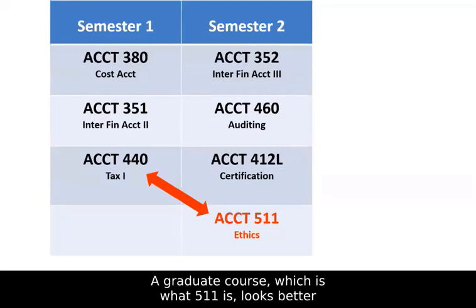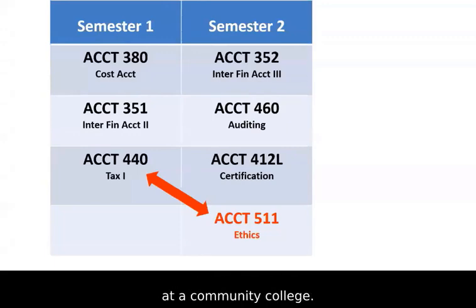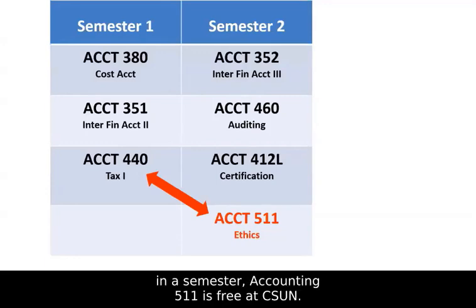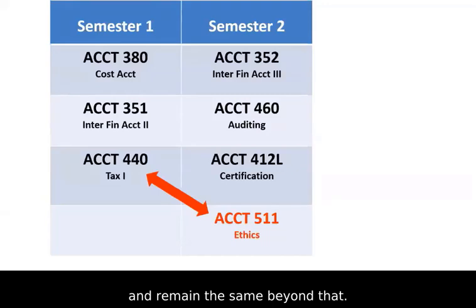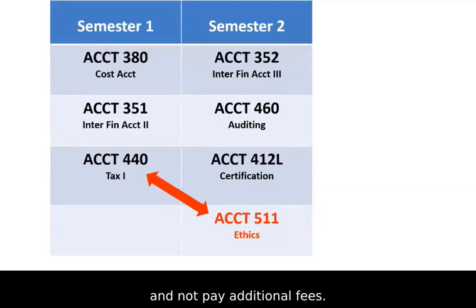A graduate course, which is what 511 is, looks better on your transcripts than a 200 level course taken at a community college. And if you take more than 7 units other than Accounting 511 in a semester, Accounting 511 is free at CSUN. Remember, tuition fees increase at 7 units and remain the same beyond that. So after 7 units, you can take as many courses as you want and not pay additional fees.